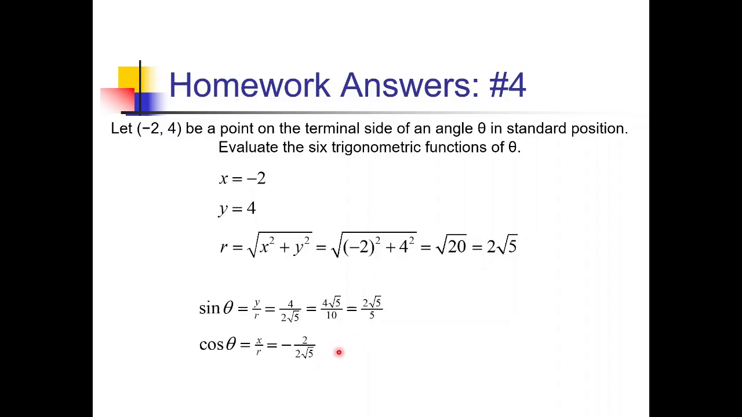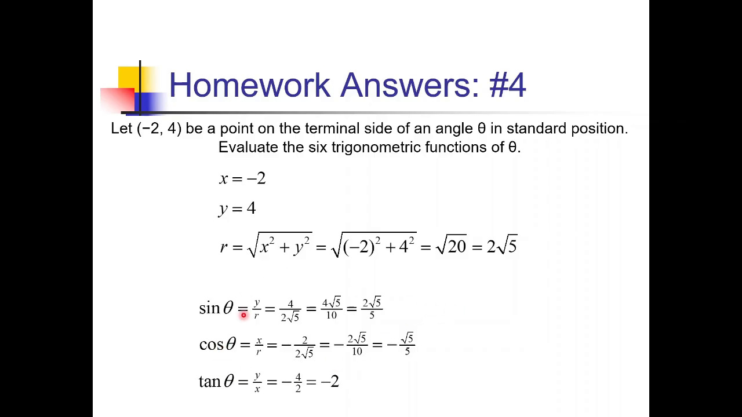And we're going to do that dance again. So initially, this will be negative 2 radical 5 over 10. And then I can reduce the 2 and the 10 to be negative radical 5 over 5, which is kind of interesting looking. All right, let's do tangent next. That's y over x. So that's 4 over negative 2, which I can reduce to negative 2. And now I'm going to do the three reciprocal functions by just flipping the end results of these first three.